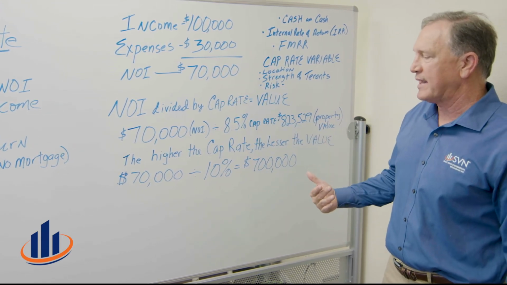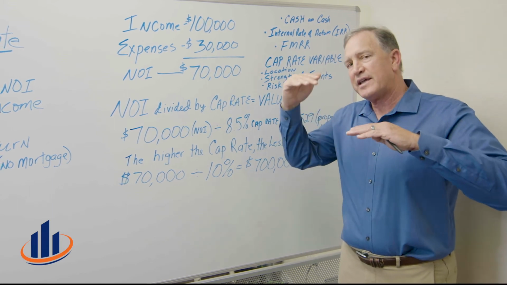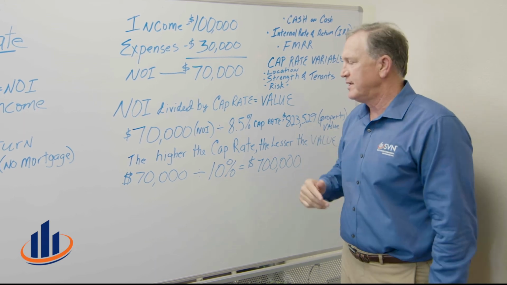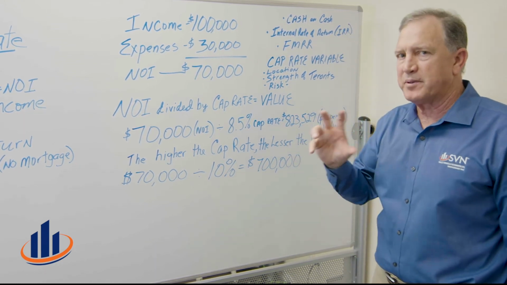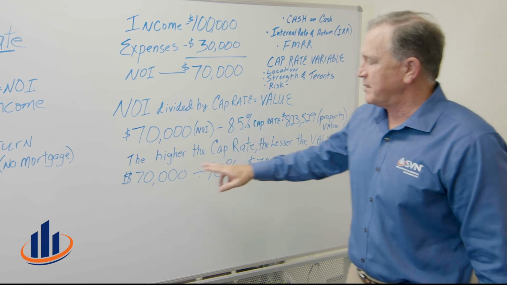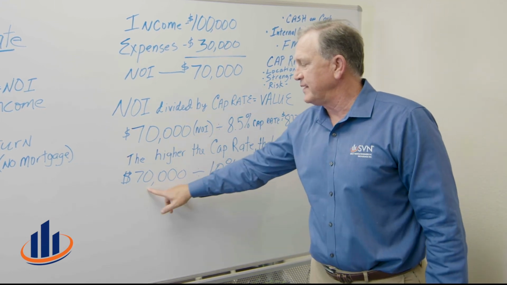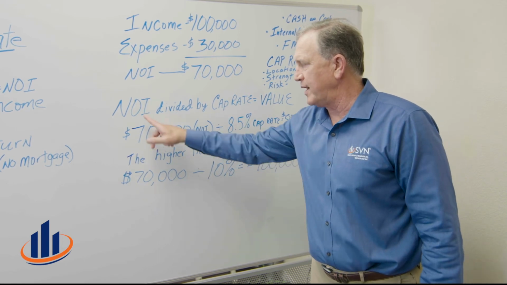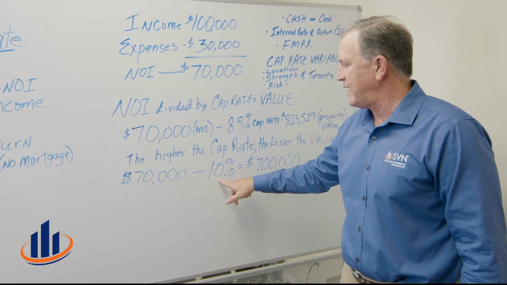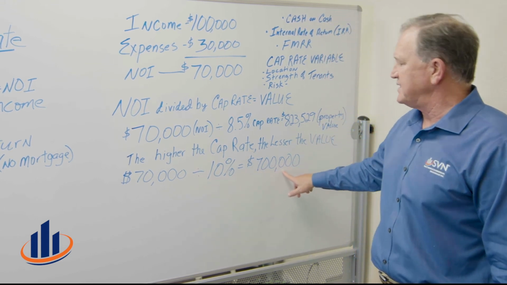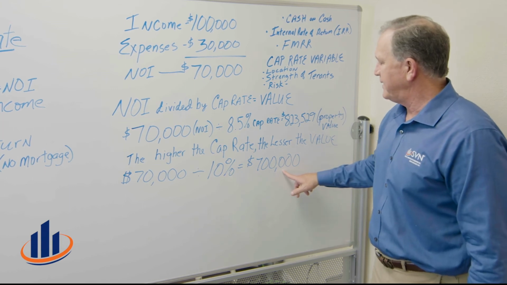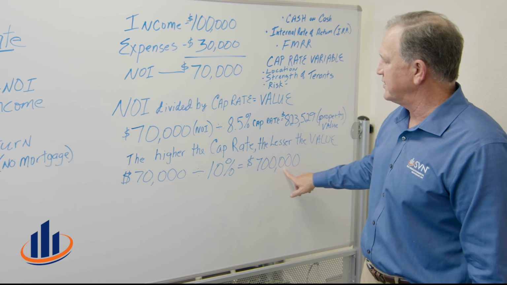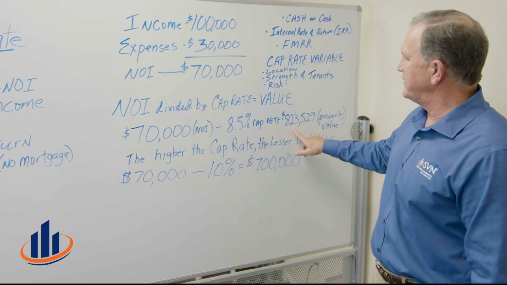One very important thing about cap rates is the higher the cap rate, the lower the property value. The lower the cap rate, the higher the property value. That's very important, because a lot of times people get that backwards. So, for example, in this property, if I had $70,000 of net operating income coming in every year, divided by, now I want a 10% return, well, I can only pay $700,000 for that property. So obviously, the higher the cap rate, the lower the value; the lower the cap rate, the higher the value.